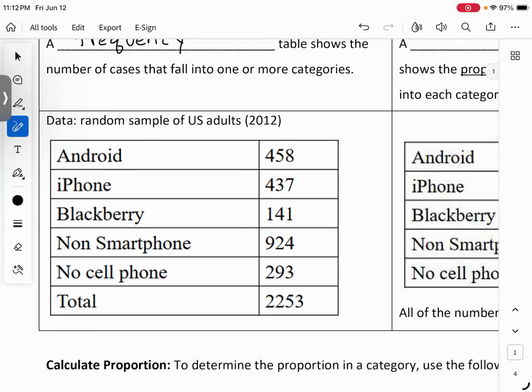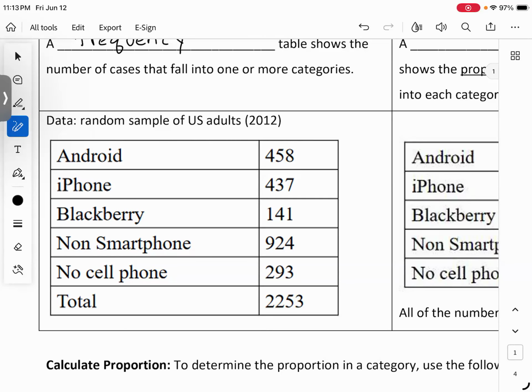This here was a study about US adults and what type of phone that they owned. So some were Android, iPhone, Blackberry, non-smartphone, or, this was 2012, so a bit dated, but no cell phone. The total number of people who were in the study was 2,253.